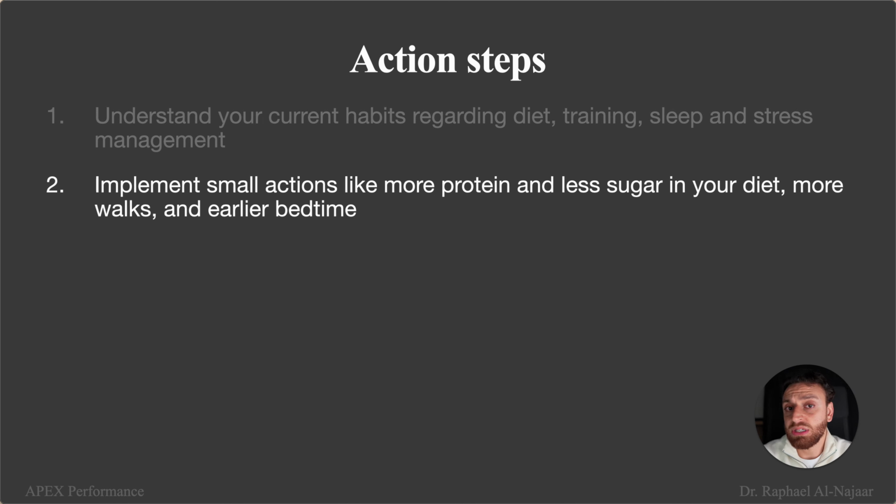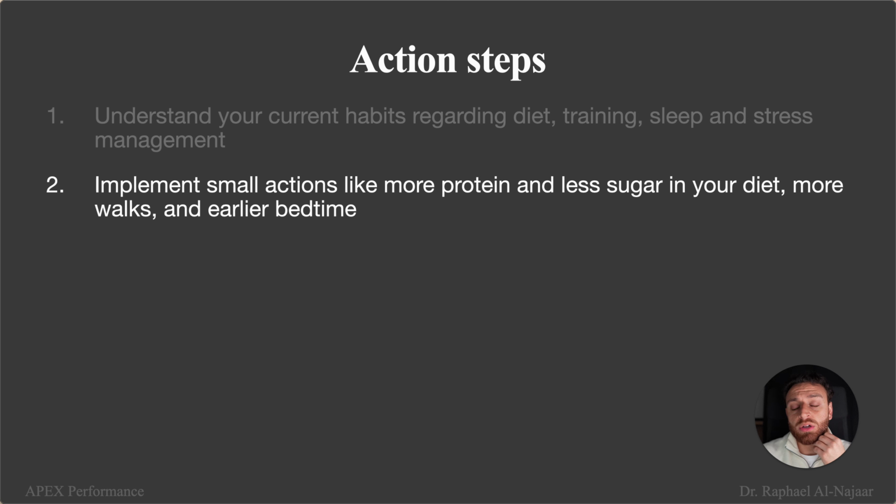So this is how you can implement it, right? Small actions like more protein and less sugar in your diet, more walks. You can actually control your blood sugar, and this is more effective than using metformin, which is one of the first drugs that we give patients who have diabetes. You can control your blood sugar spikes better with postprandial walks, so walks after eating, than you do with metformin.